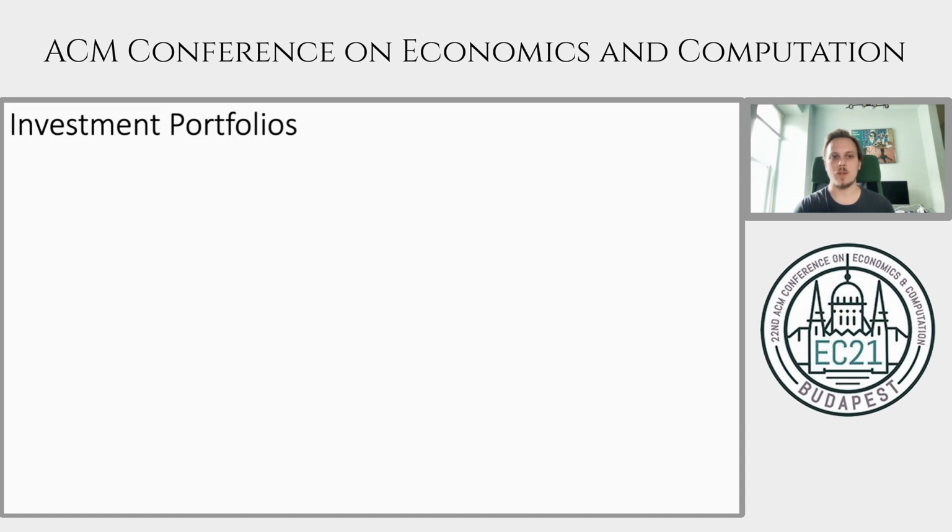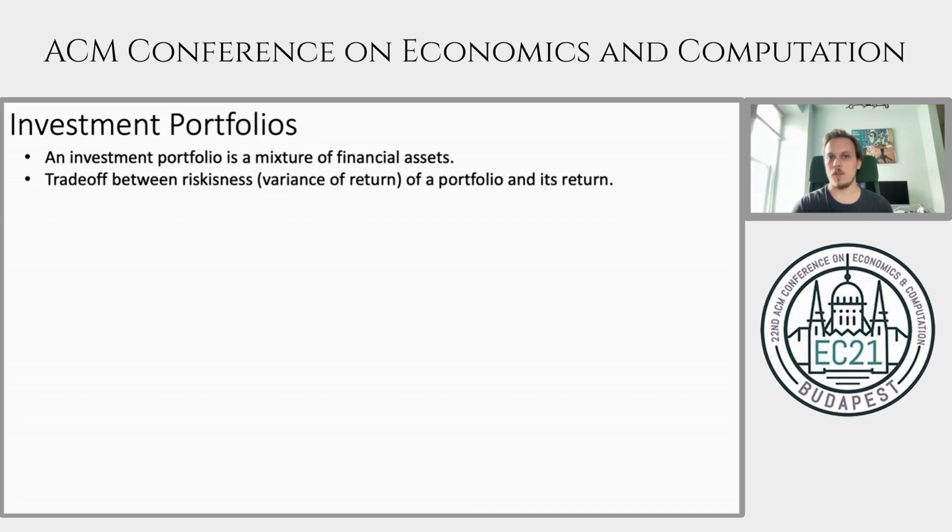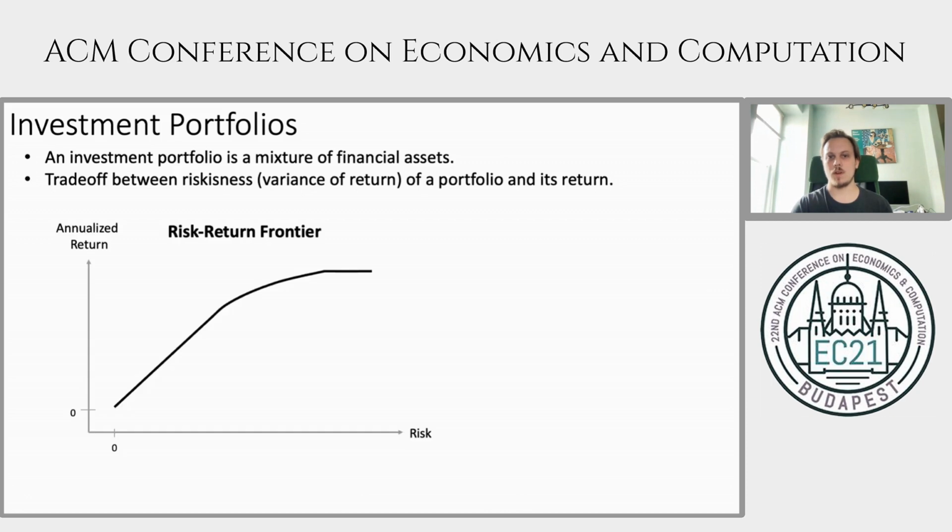Since we're interested in designing investment portfolios, I want to quickly make sure that we're on the same page about what those are. An investment portfolio is a mixture of financial assets, and typically portfolios will have higher returns and lower risk than investing in an individual asset alone. Here we're thinking about the risk of a portfolio in terms of the variance of the returns that it provides. Of course, there's a trade-off between how risky a portfolio is and how high its return can be. This leads to a risk-return frontier that says for any given risk threshold, what is the optimum return that you can get for a portfolio designed over a set of assets with risk not exceeding that threshold.